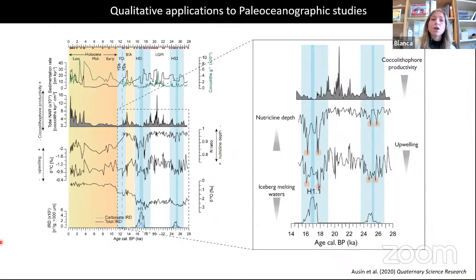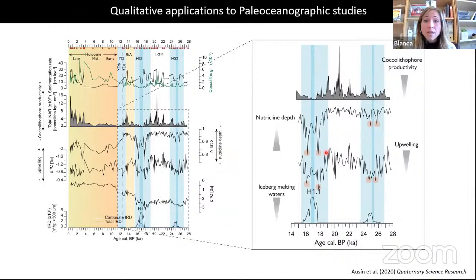The N ratio is just a proxy for the nutricline depth and is based on the abundance of Florisphaera profunda that likes to live in deeper waters, and other primary coccolithophore species like Emiliania huxleyi and small Gephyrocapsa that live in the upper photic zone. So the higher the N index, the shallower the nutricline, and the lower, the deeper. And we can see here that there are some periods during Heinrich Stadial 2 and Heinrich Stadial 1 in which we have deepening of the nutricline.